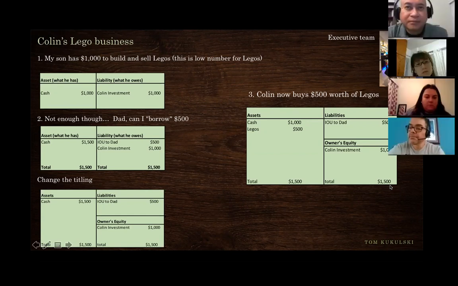Is this following, making sense so far? Yeah. Yep. Okay, good. I know it's oversimplified, but I think it's good. It becomes easier as you look at bigger numbers. So we just change the titling around a little bit.